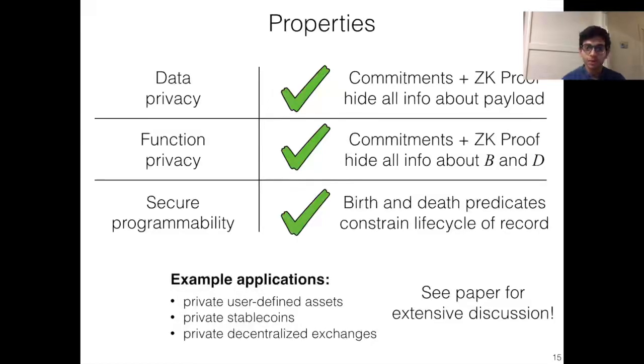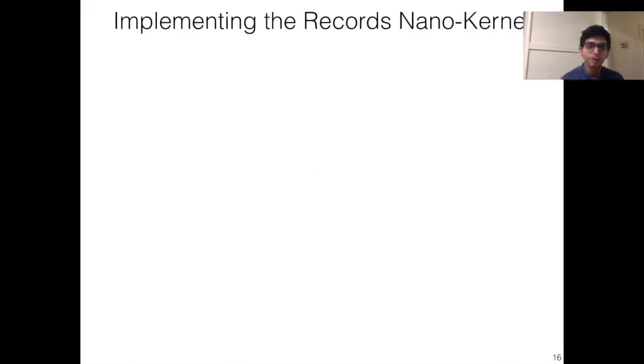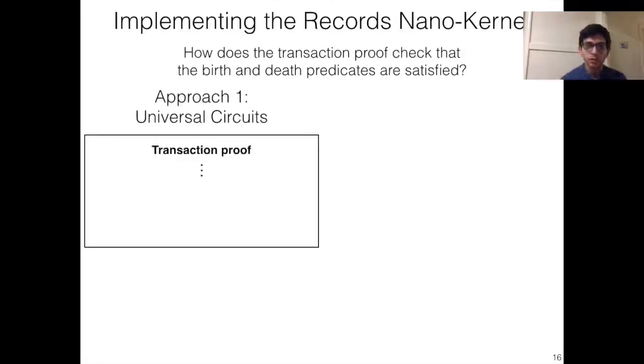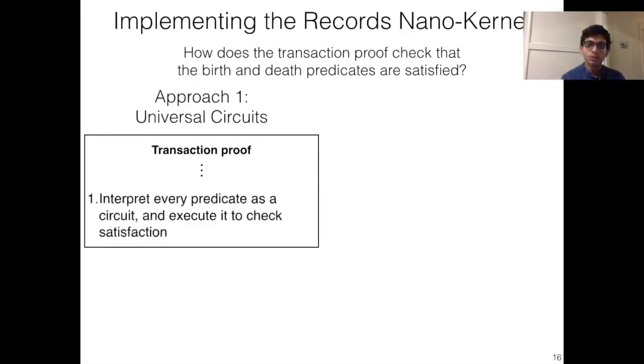Okay, so this is great that we have this new theoretical model, but how do we actually implement it? In more detail, how do we enable the transaction proof to check that the birth and death predicates are all satisfied? There are two approaches to this. The first is a very standard approach, and that is to use universal circuits. In this approach, the transaction proof will interpret every predicate as a circuit, and it will execute the circuit and check that it is satisfied.